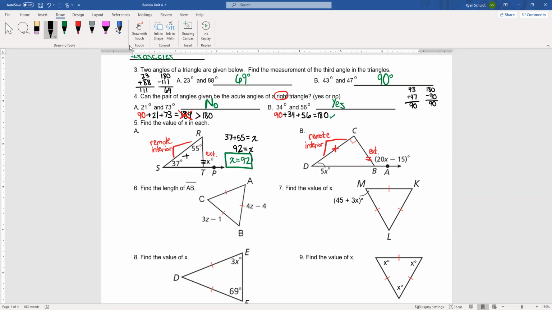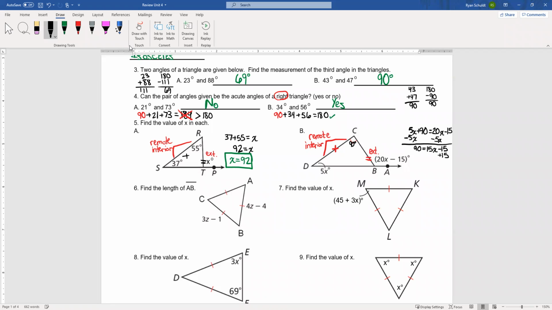So let's do that. This box right here means it's 90 degrees. That's a right angle. So I'll have 5x plus 90 equals 20x minus 15. I'm going to move the 5x over because I want to keep everything positive. It's going to be 90 equals 15x minus 15.